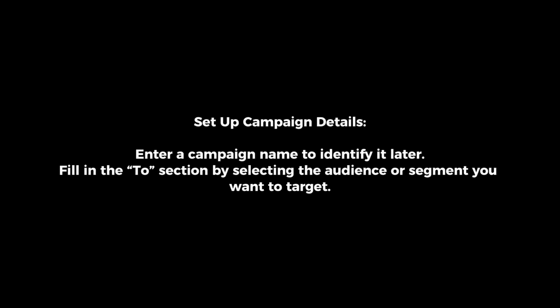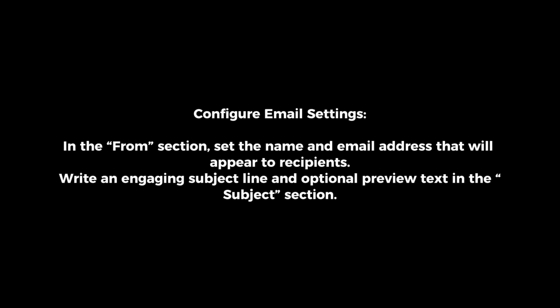Enter a campaign name to identify it later. Fill in the To section by selecting the audience or segment you want to target. Configure email settings. In the From section, set the name and email address that will appear to recipients. Write an engaging subject line and optional preview text in the Subject section.